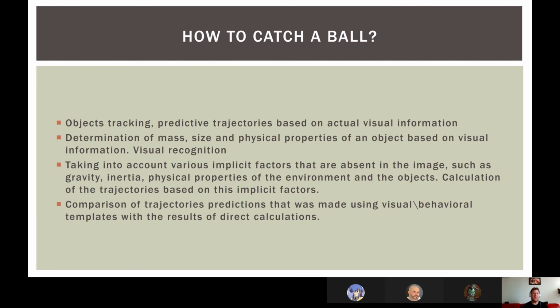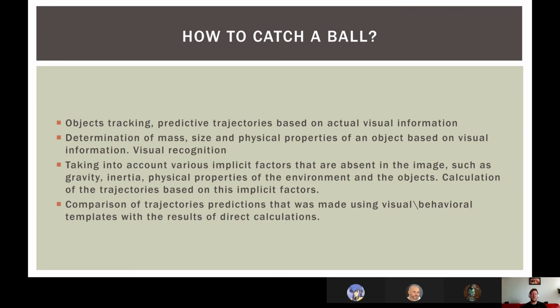But this is not all. Besides that, what else is happening? The determination of mass, size, and physical properties of the object based on visual information, visual recognition. In other words, you're seeing the ball, and you have your data set trained for balls because you had your happy childhood and played with a ball a lot, baseball, whatever, and you know how the ball looks and you can recognize it. So you recognize this is the ball and you know the rough mass, rough size, rough physical properties, how the ball bounces off the wall, the wood wall, the floor, whatever.